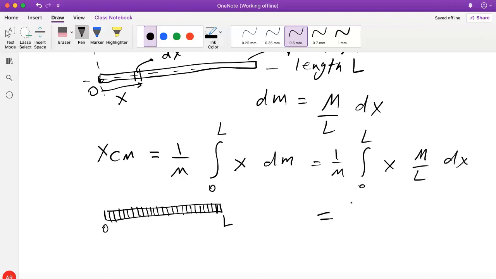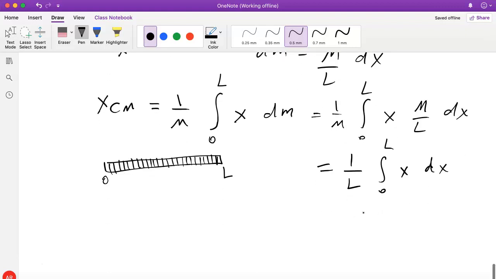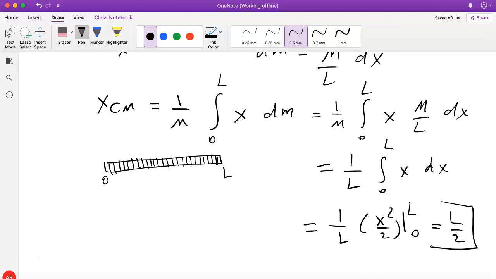The M's cancel out. 1 over L, integral 0 to L, x dx. Integral of x is x squared over 2, from 0 to L, so it gives me L squared over 2. Over L is L over 2, as expected.